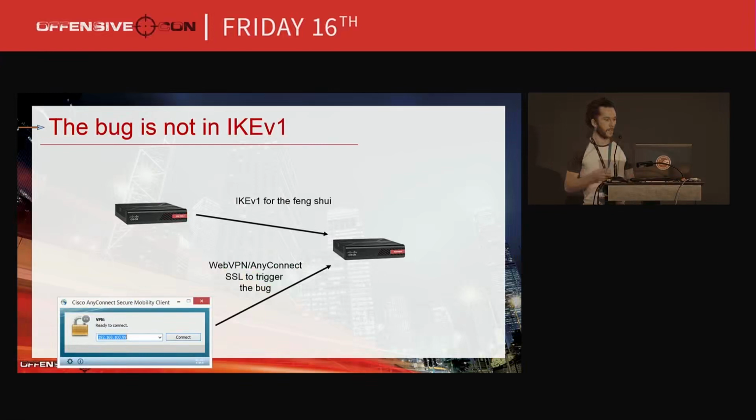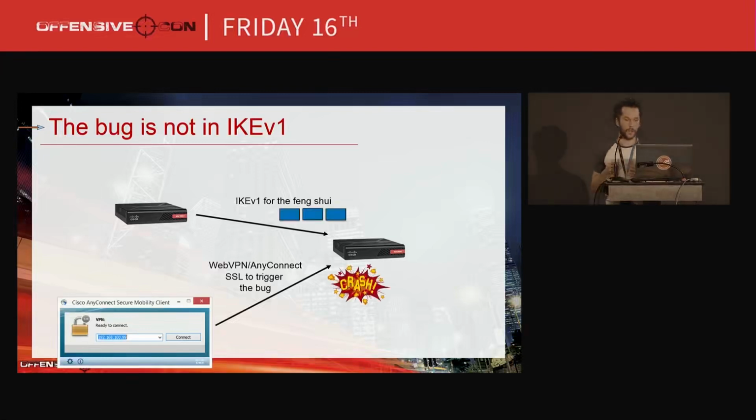So the bug is not in IKEv1. The bug I exploited is in WebVPN, so it crashed in WebVPN, and I'm using IKEv1 to massage the heap and get remote code execution.